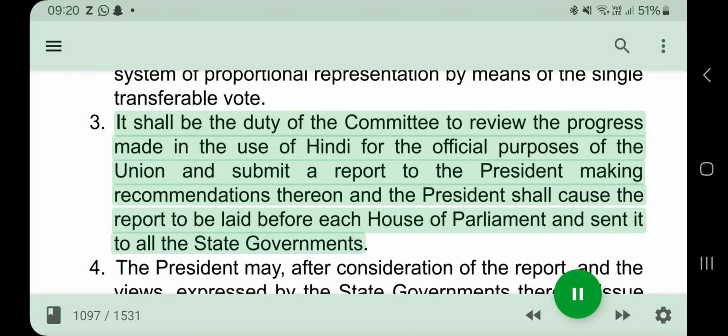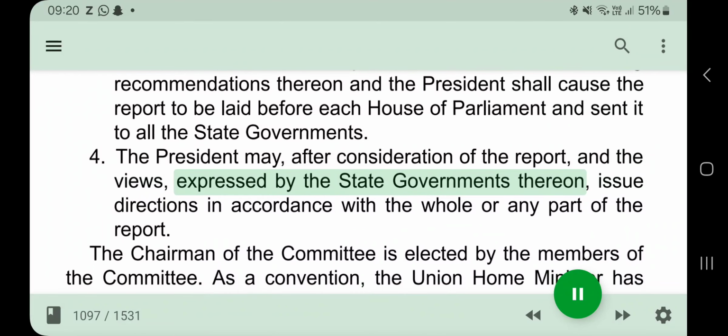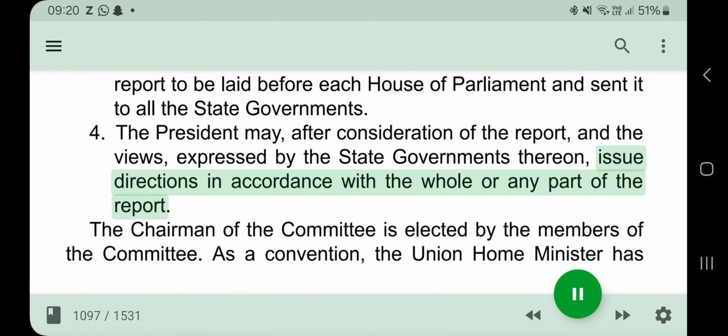3. It shall be the duty of the committee to review the progress made in the use of Hindi for the official purposes of the Union and submit a report to the President making recommendations thereon, and the President shall cause the report to be laid before each House of Parliament and send it to all the state governments. 4. The President may, after consideration of the report and the views expressed by the state governments thereon, issue directions in accordance with the whole or any part of the report.